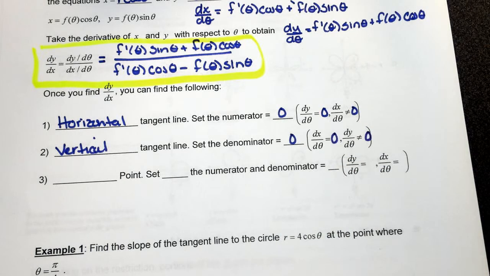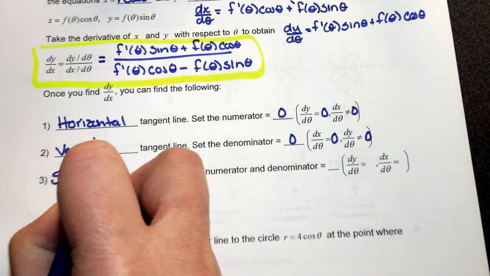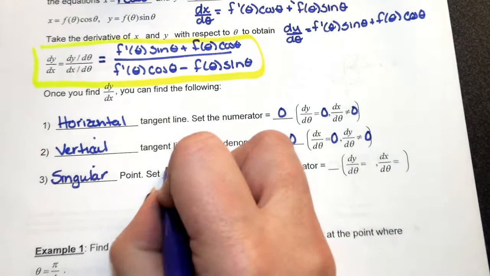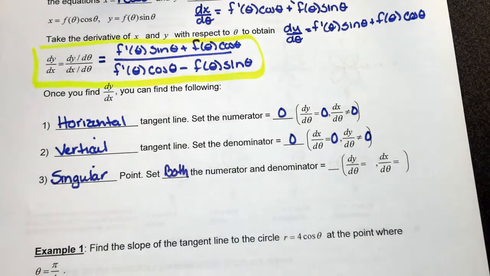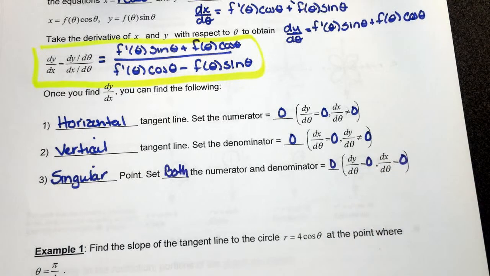With polar curves, they give a special name to the place where both dy d theta and dx d theta are equal to 0. We call this a singular point. And this is where you set both the numerator and denominator equal to 0. So this is where the values of dy d theta and dx d theta are equal to 0.